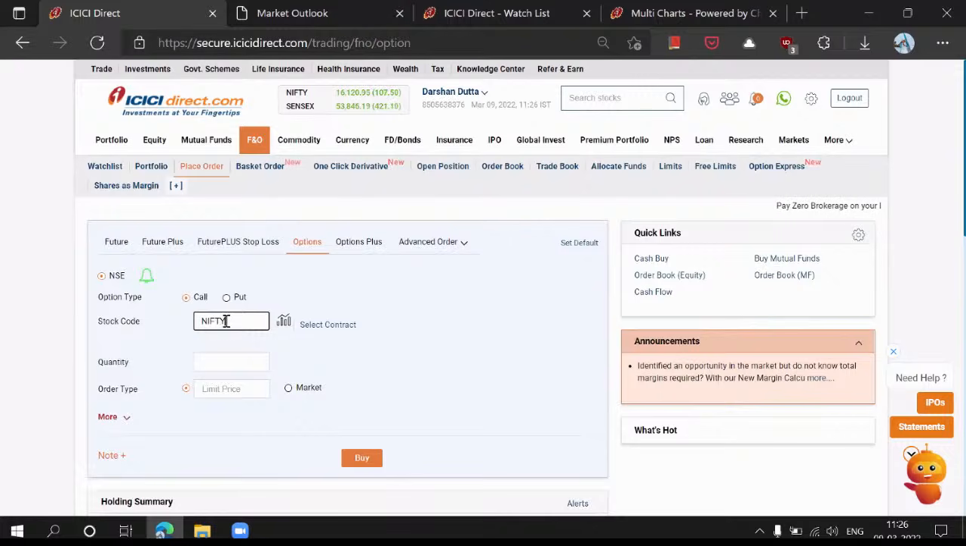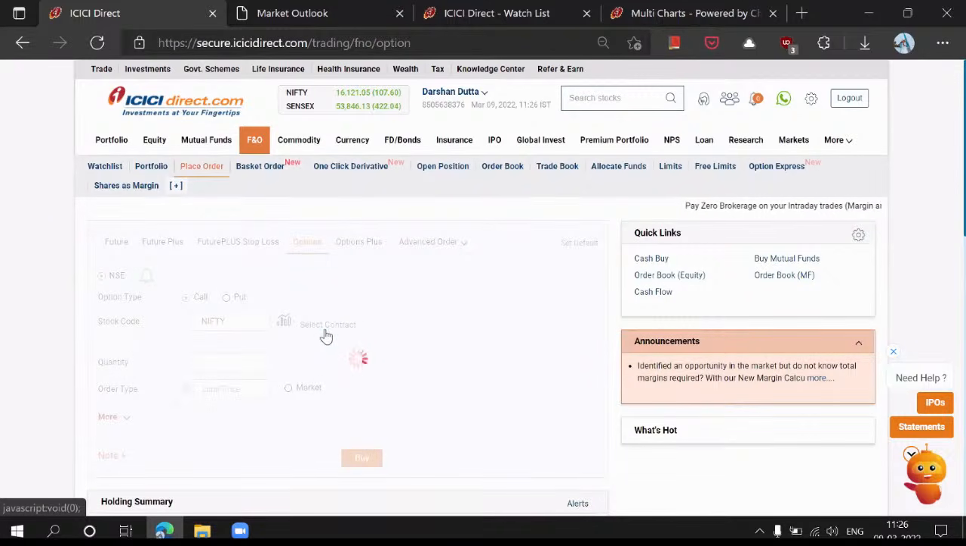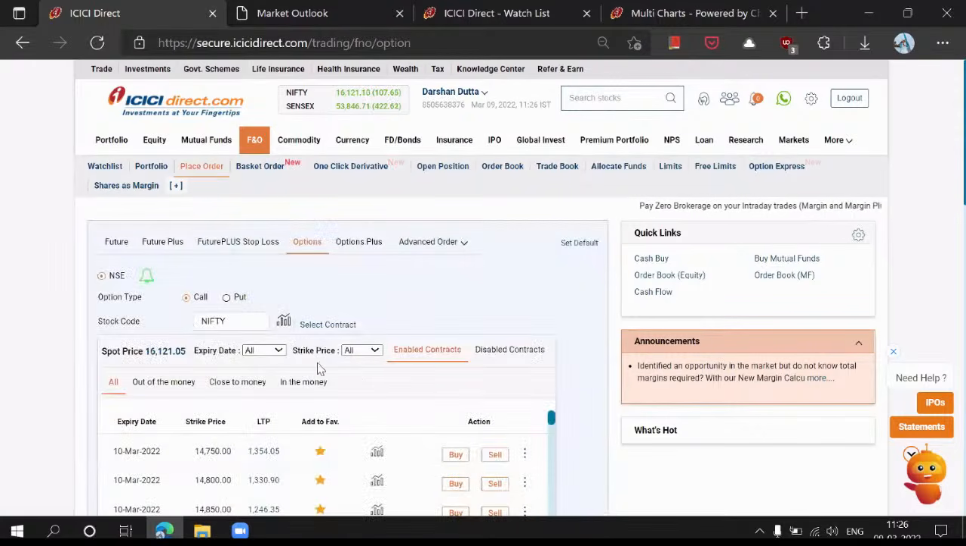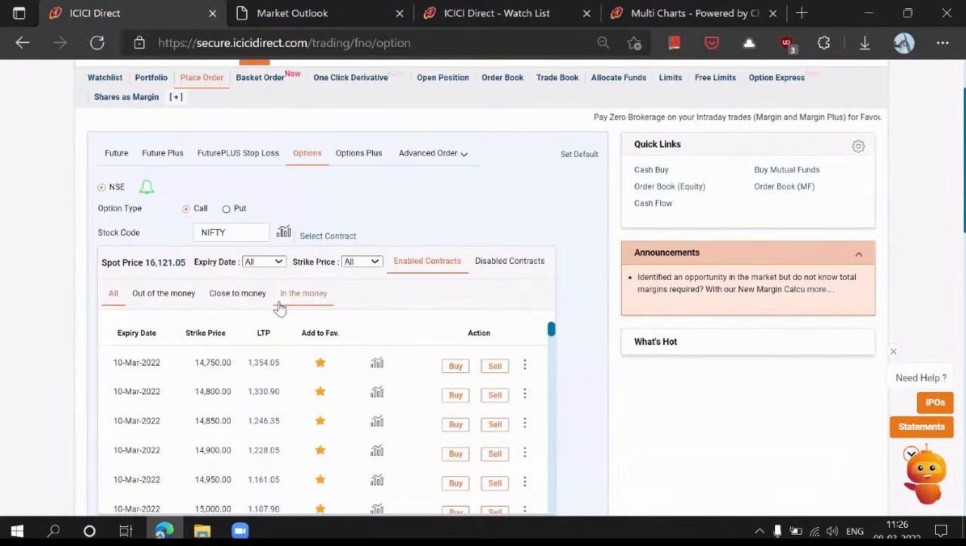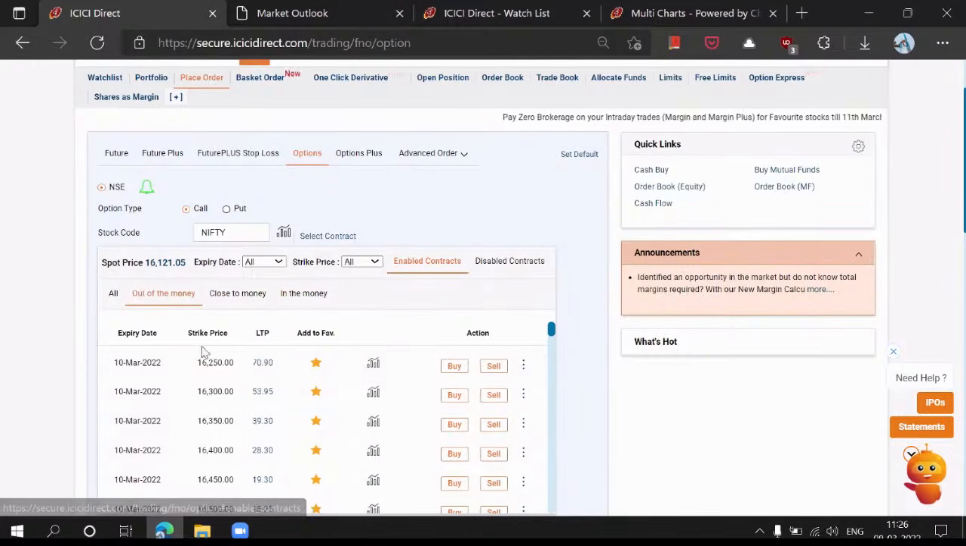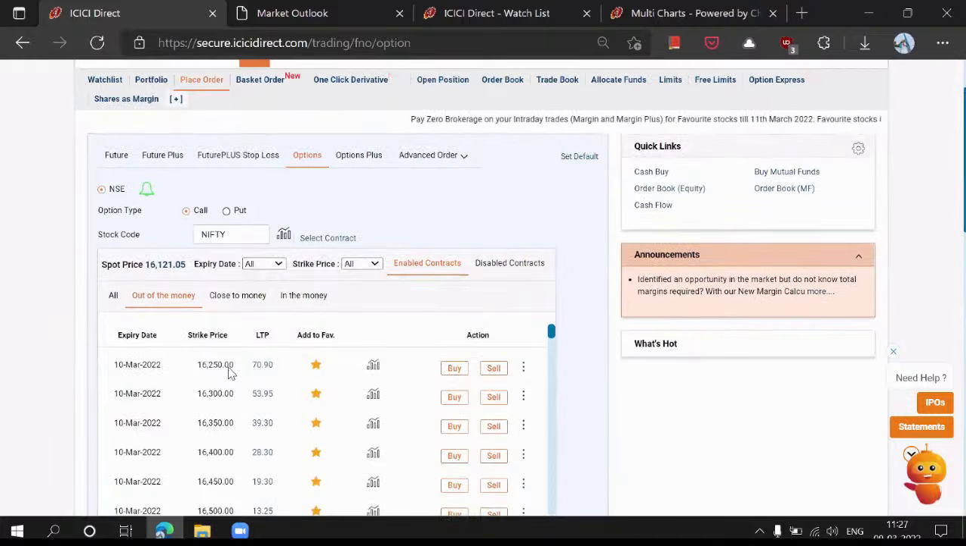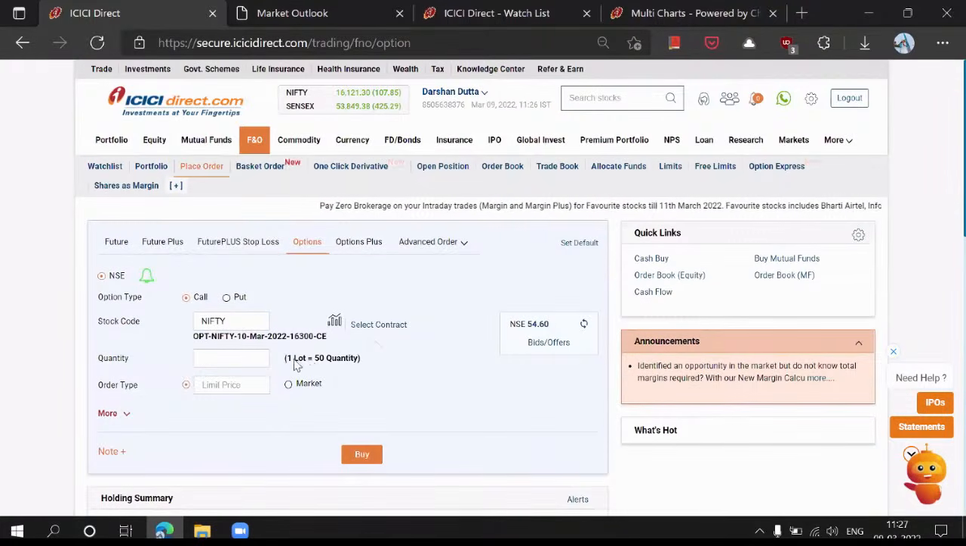So you want to add any contract. Let's say you want to do Nifty, and you feel the markets are going to go up, so you want to buy 16,200 calls. You can click on out of the money here and go straight to these out of the money calls. Let's say we buy a 16,300 call option at this point. Buying very deep out of the money call options at times doesn't work because there is theta which keeps eroding. So let's say we buy 50 contracts.